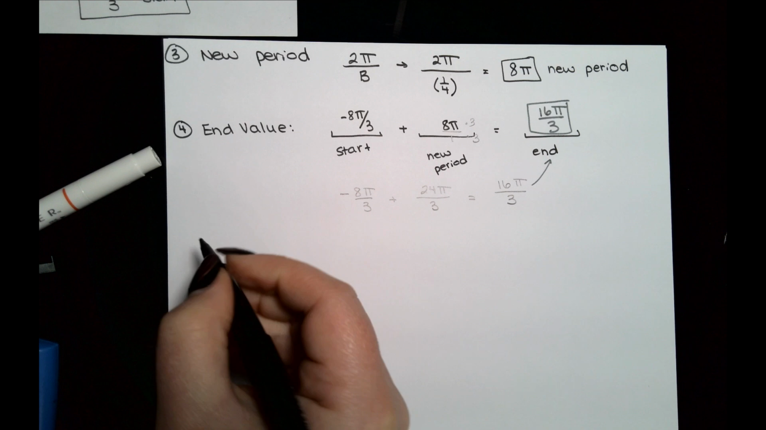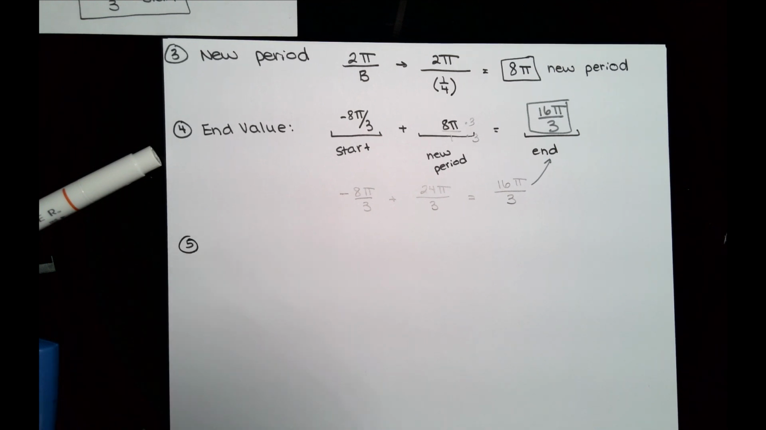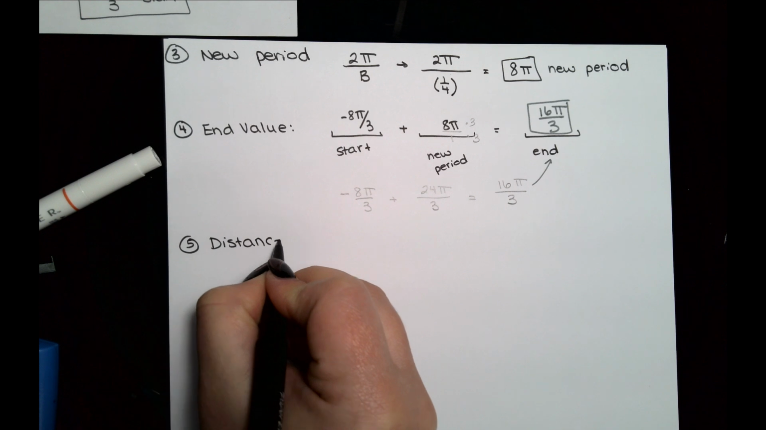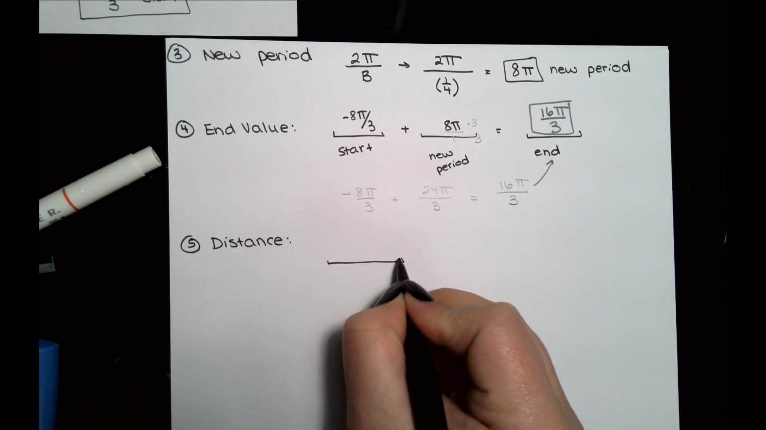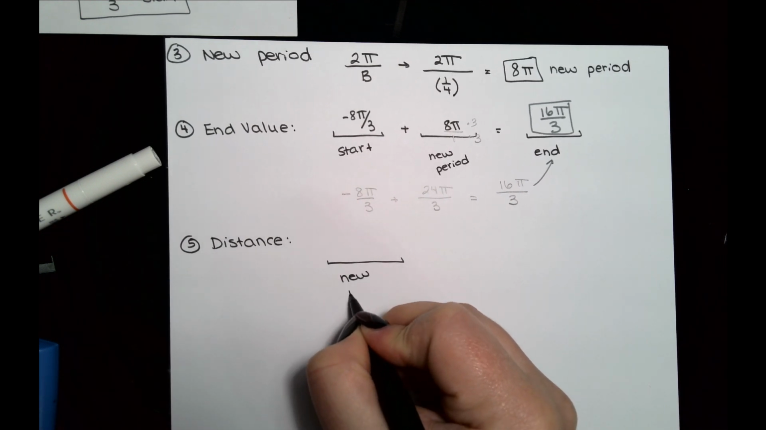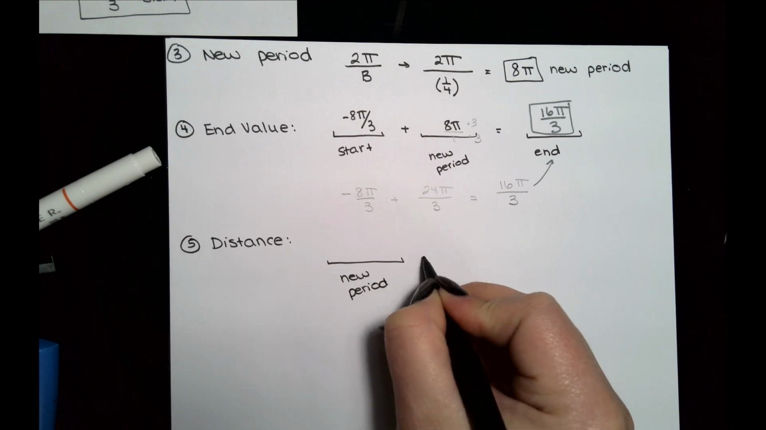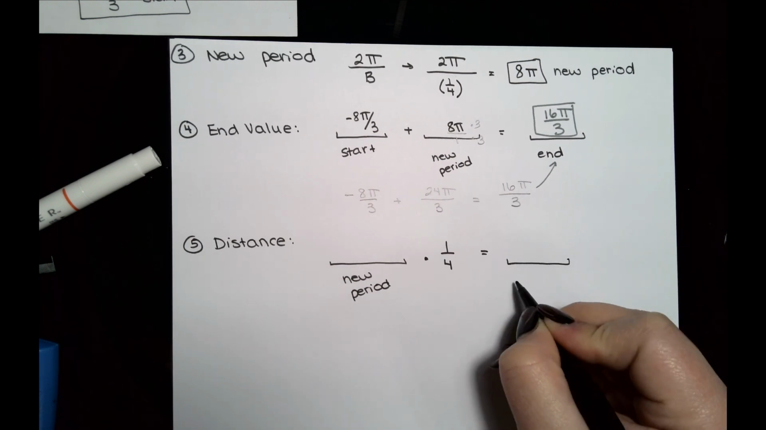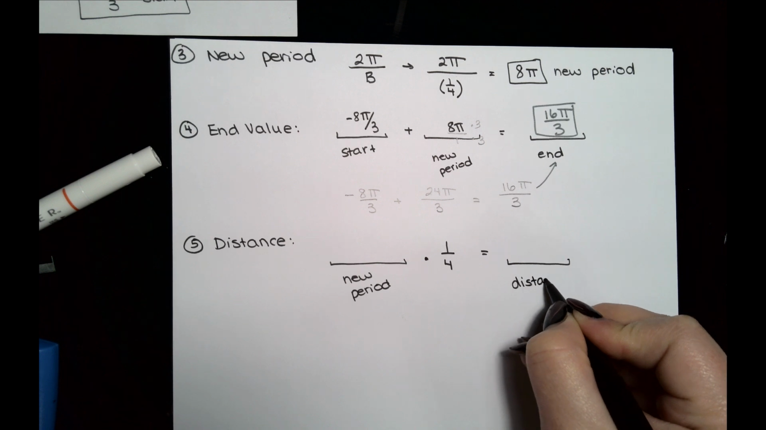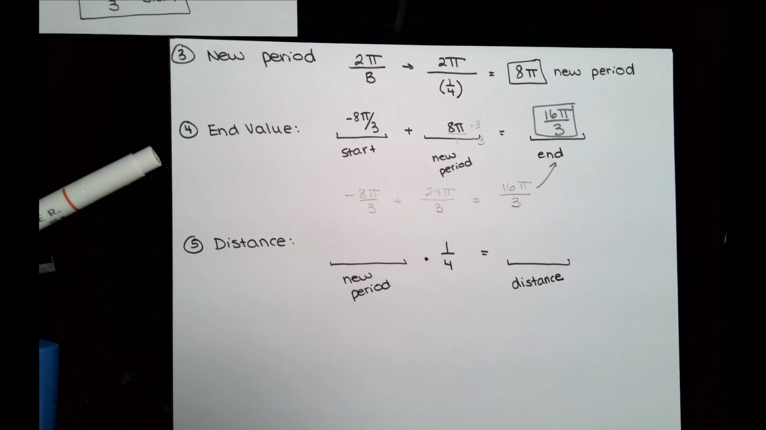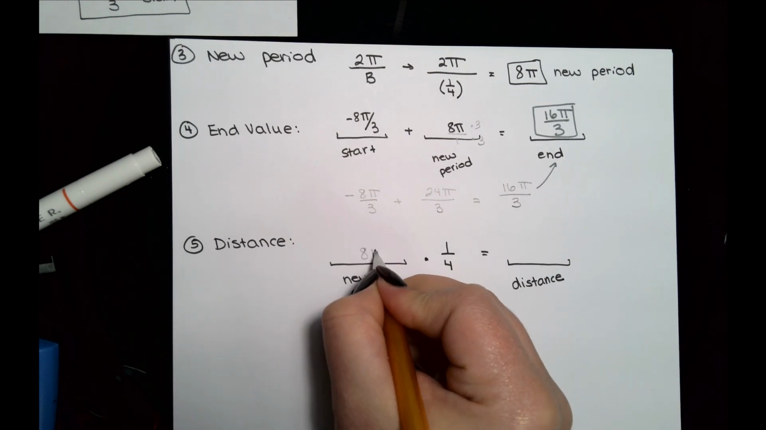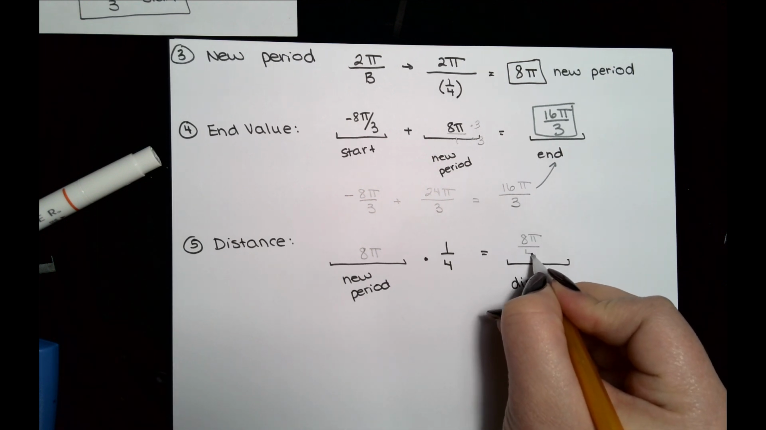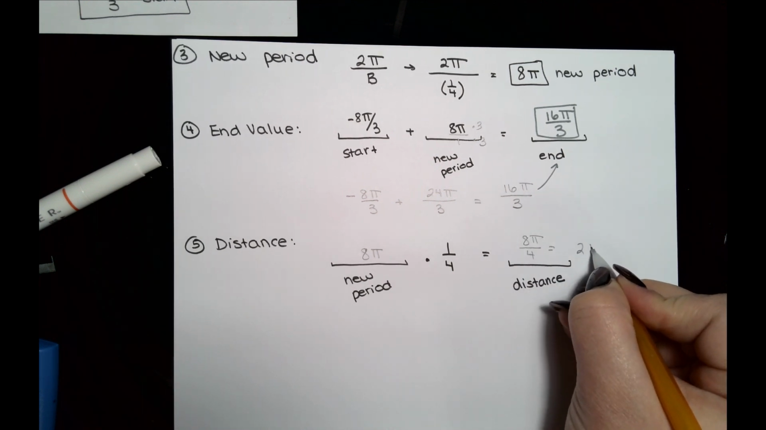Step number 5, we're going to calculate the distance between each x value. And again, distance is going to be your new period, and you're going to multiply that by 1/4, and it's always 1/4. This is going to be your distance. New period was 8 pi. So we're going to multiply that by 1/4, so 8 pi over 4, which is 2 pi.